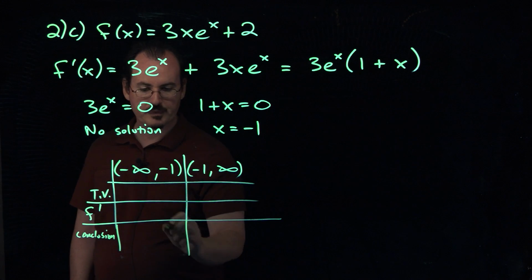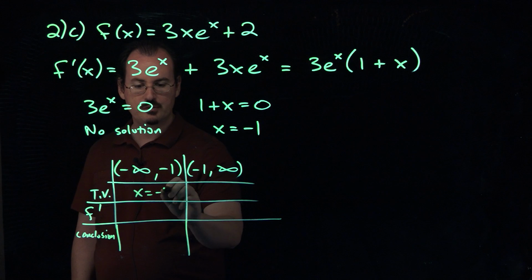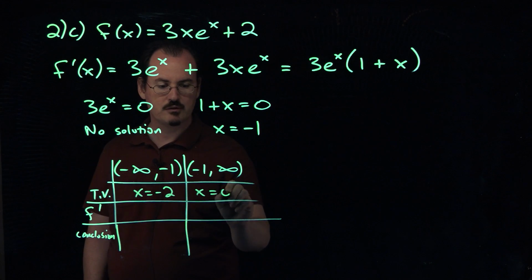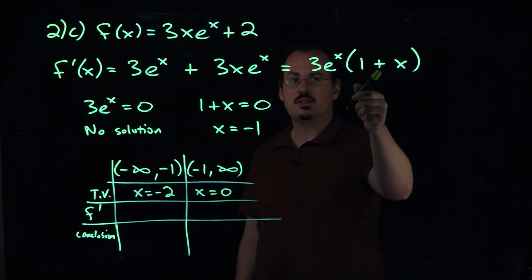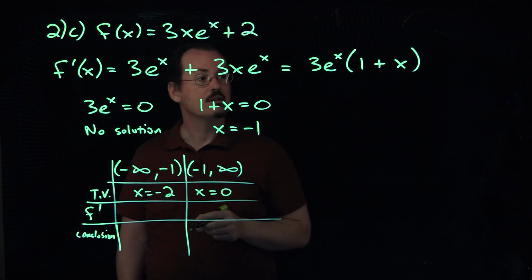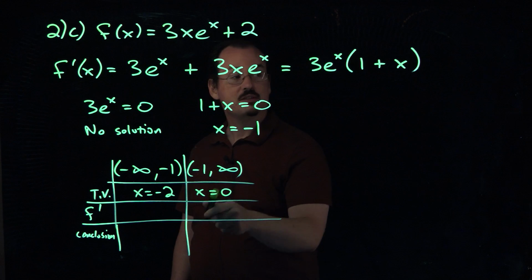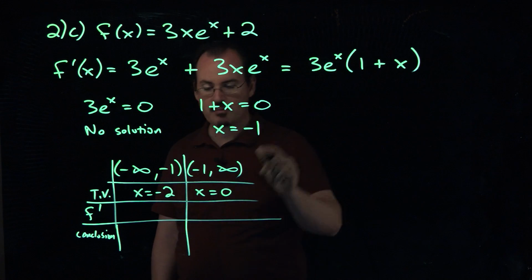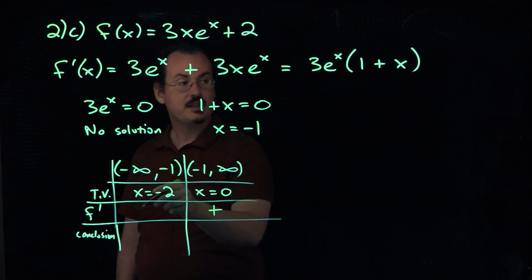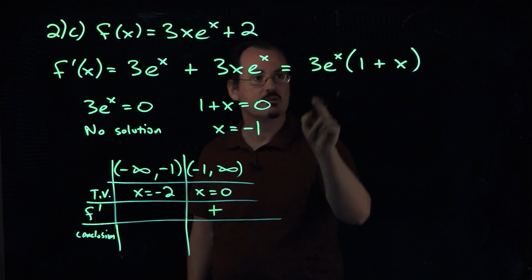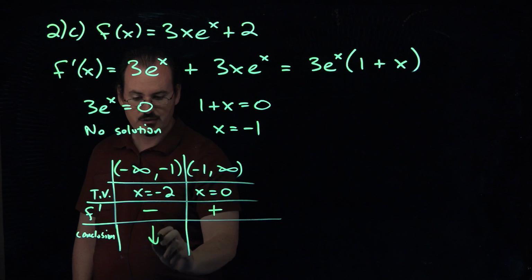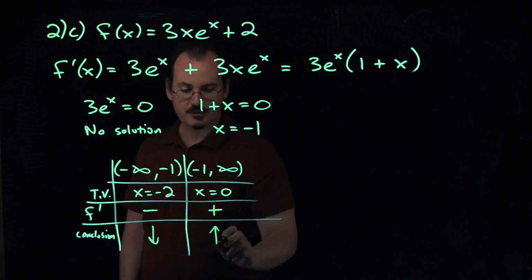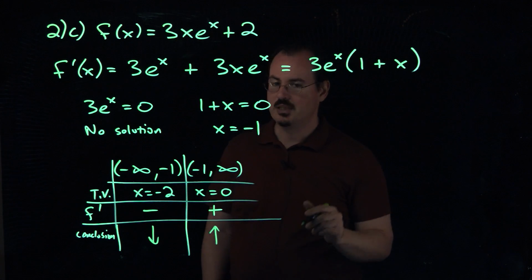Okay, so let's pick x equals -2. Let's pick x equals 0 for our two numbers. Again, if we come back to the derivative in this form, that's really the easiest way to look at this. If I plug in 0 there, everything's positive, so that's going to be positive. If I plug in -2 there, then that becomes negative. That's always positive, so we're going to get a negative. So our conclusion is that the function is decreasing on that interval, and then it's increasing. So we only have a single minimum value.